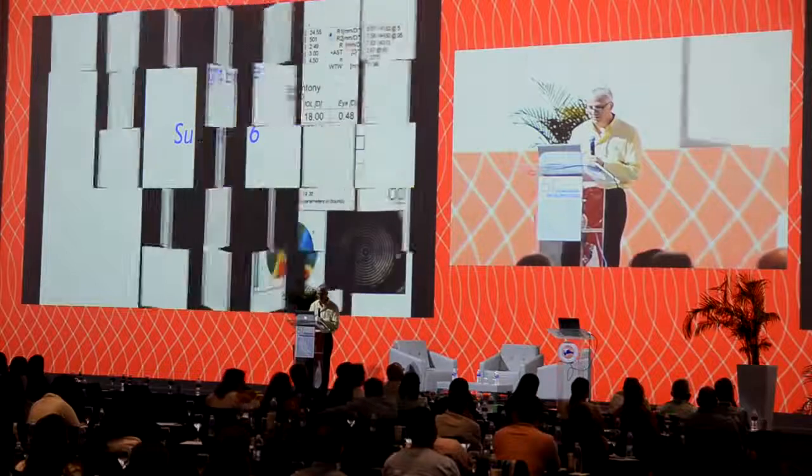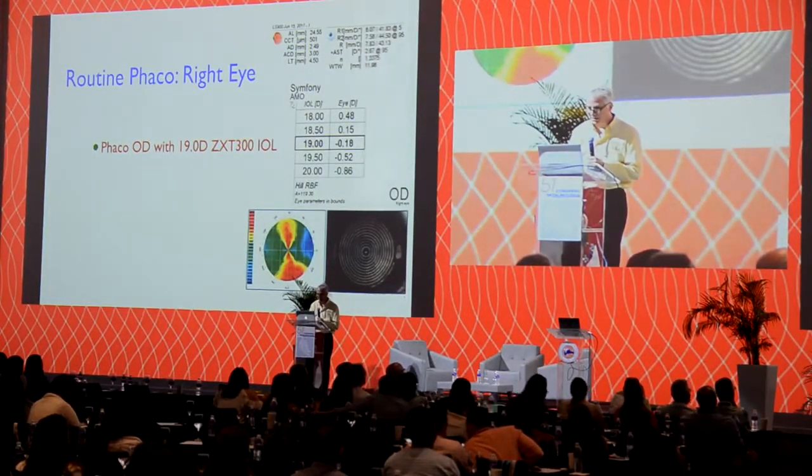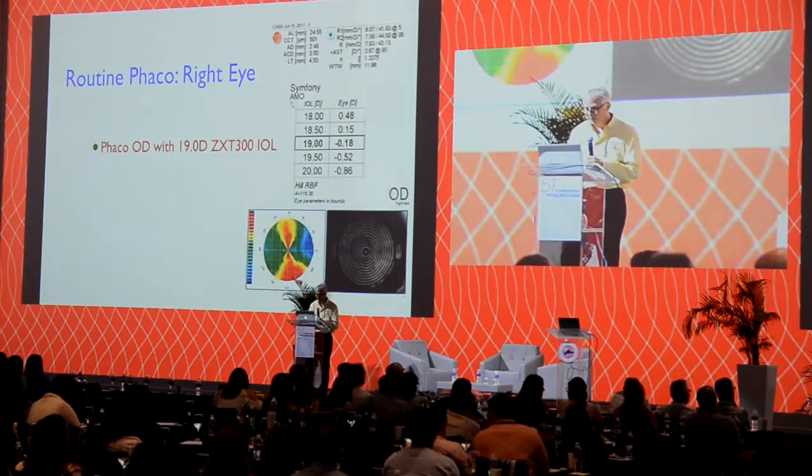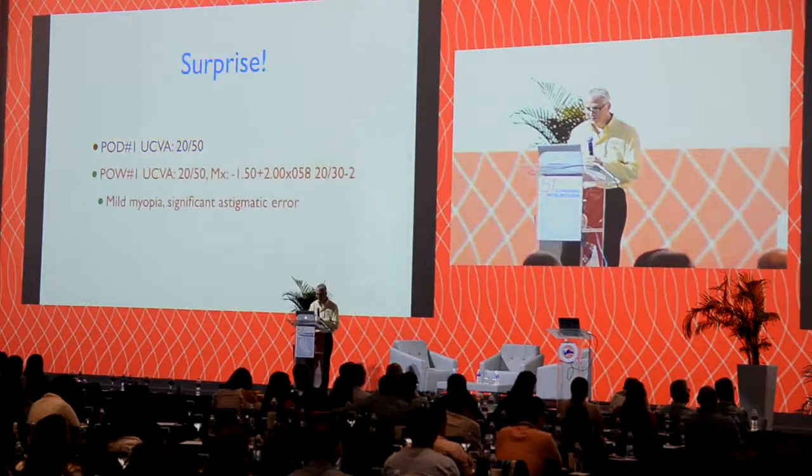Surprise number 6, and I think that'll be our last one for this. We have a routine phaco right eye, 17 diopter lens, predicted accurately. There's the topography and the biometry. Post-op day 1, uncorrected 20/50.